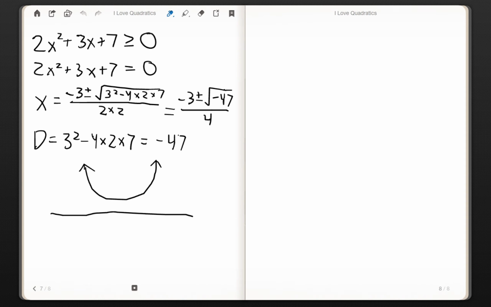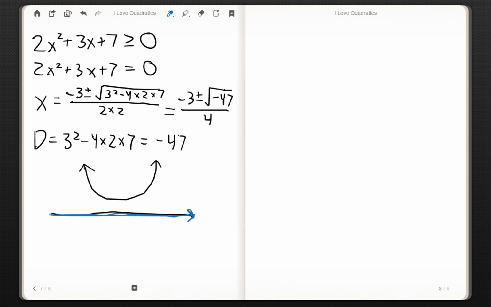Well, if we look at it, we want the value of the inequality to be greater than or equal to 0. So that means touching or above the x-axis, where y equals 0. So where is the inequality touching or above the x-axis? Well, that would be everywhere. It never touches the x-axis, so it's always above it. So the values of x on the x-axis here, it's the whole thing.